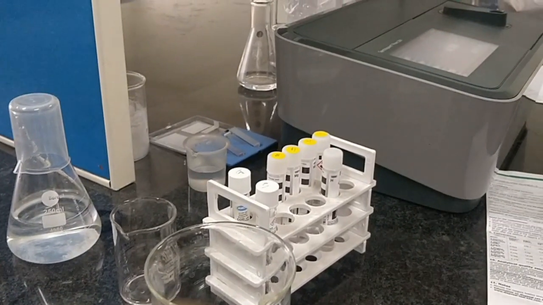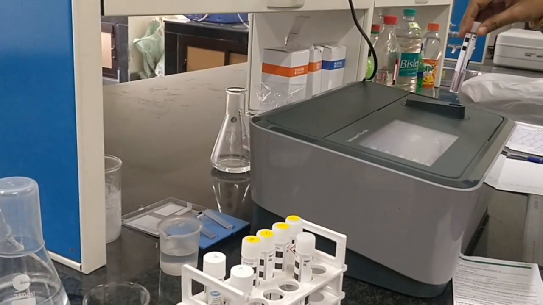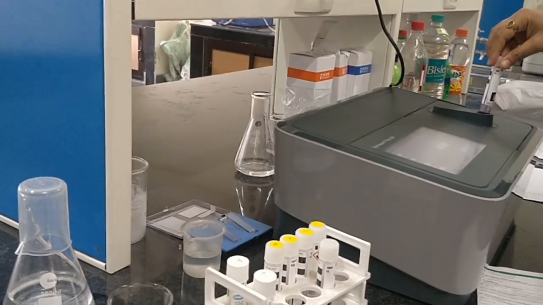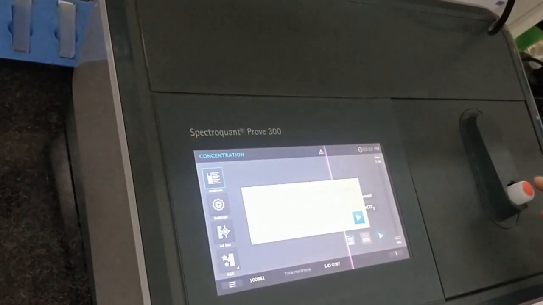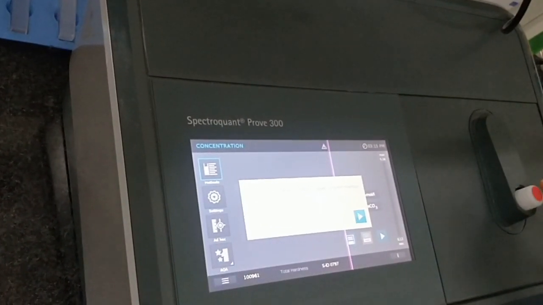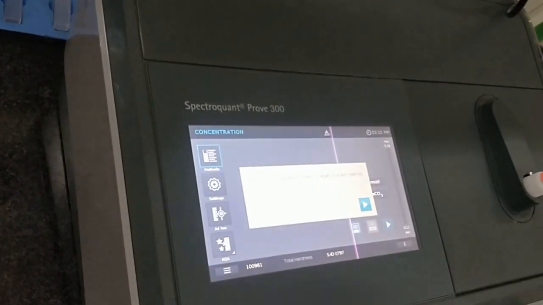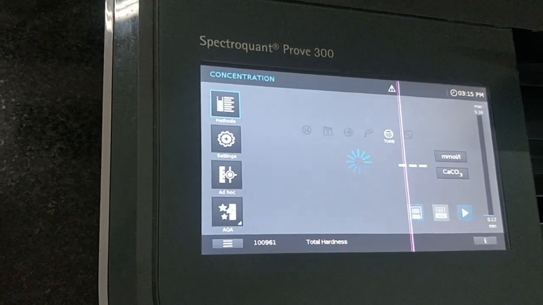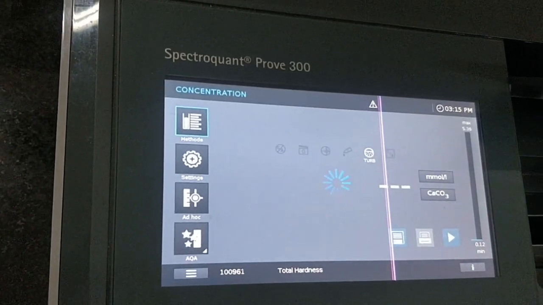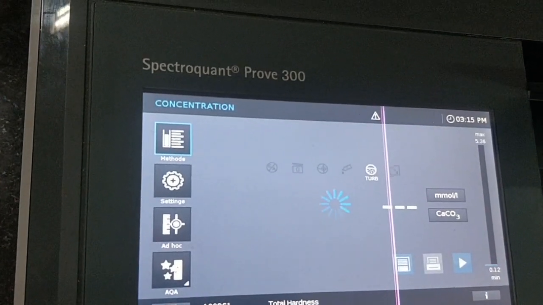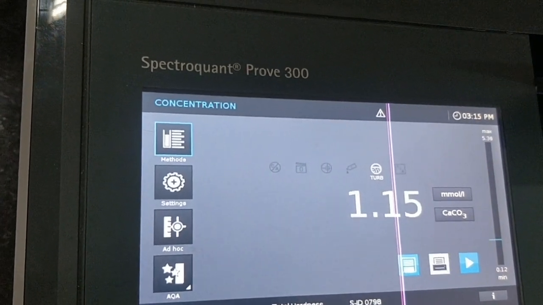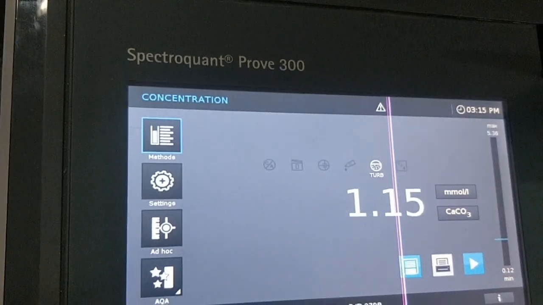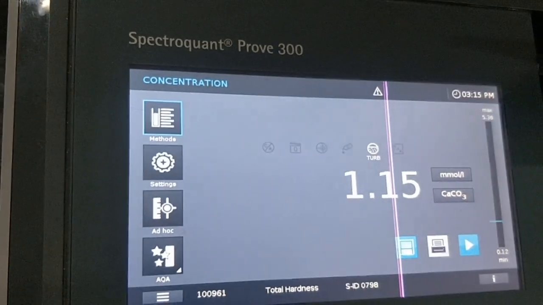Now we have to take measurements for magnesium hardness. Now we have obtained the value of magnesium hardness, that is 1.15 milligram per liter.